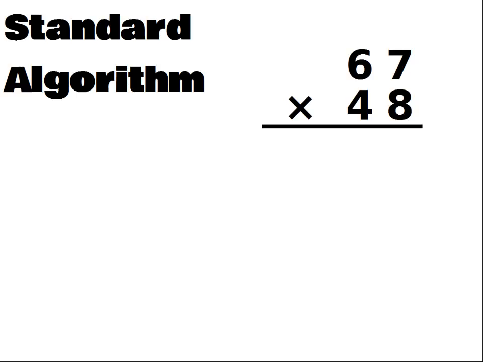Then we work from right to left, multiplying numbers in pairs. So the first thing we do is 7 times 8 is 56. We write the 6 down here and the 5 goes up here.